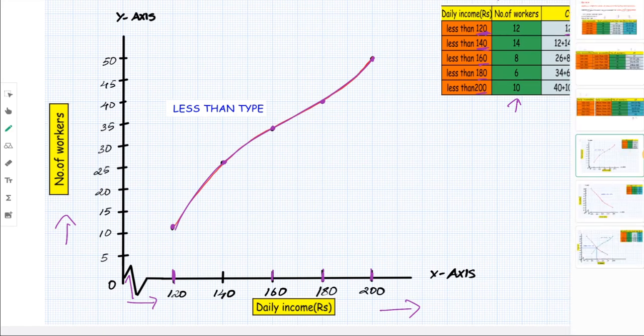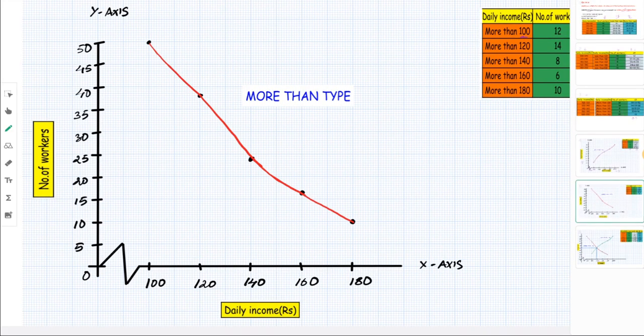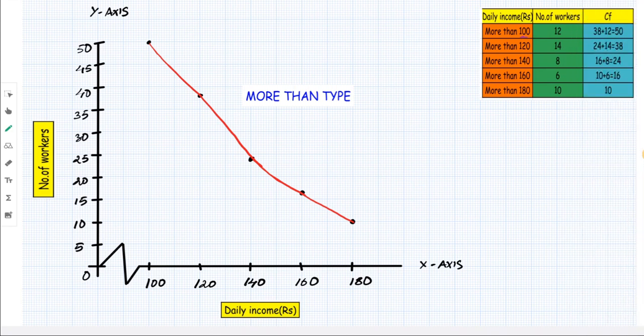Now let's go to the more than type. All right, same thing again. You can see that we're starting from 100, right? So 100, 120, 140, 160, and 180. So you can already see here. Once again, we're jumping directly to 100, so we have to draw this. Clear? Now let's start plotting. Once again, the highest is how much? 50. So 5, 10, 15, 20. I'm going till 50. Once you're done with that, we'll start plotting.